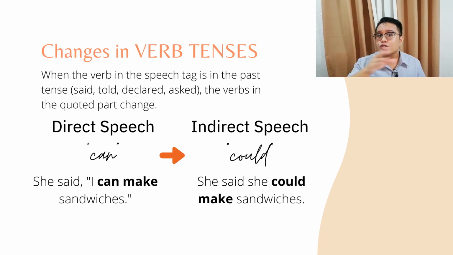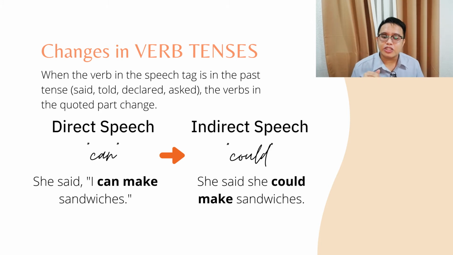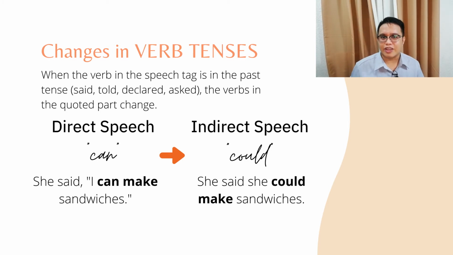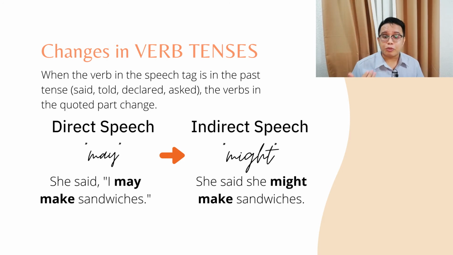From can to could. Can as direct speech. Kung gigamit ang can as direct speech, inigabot na to indirect speech, gamiton na to ang, we are going to use could. So from she said I can make sandwiches, in the indirect speech we say she said she could make sandwiches. Okay? Next one is may or might.